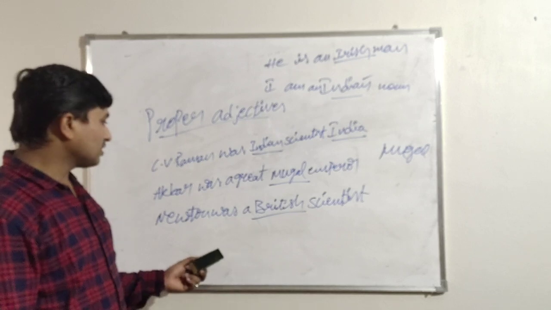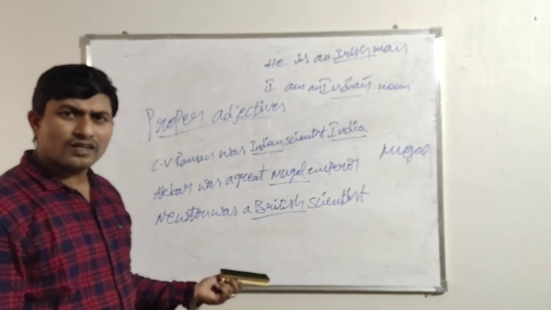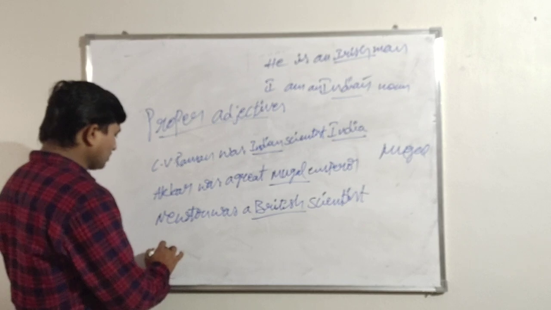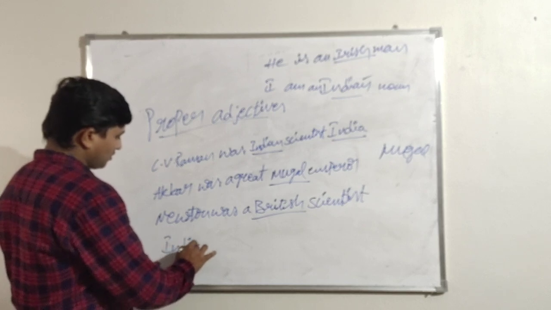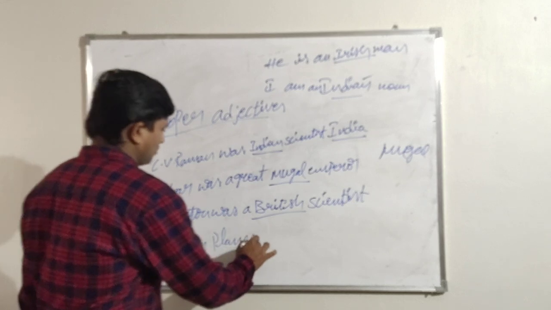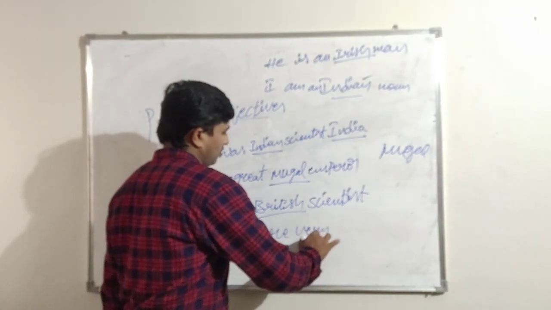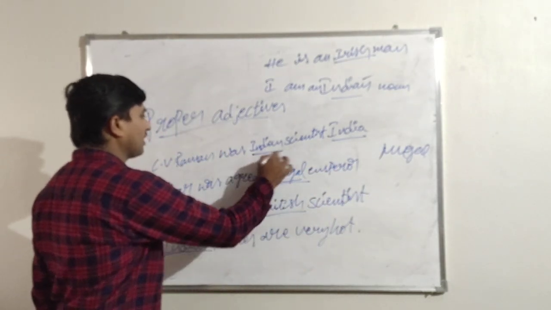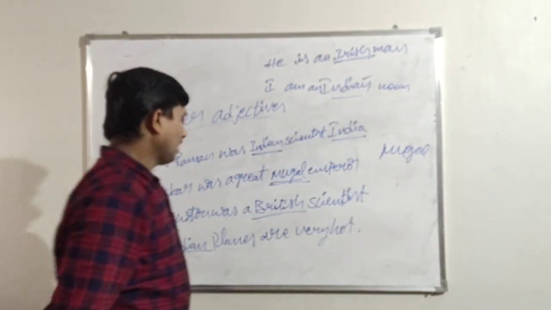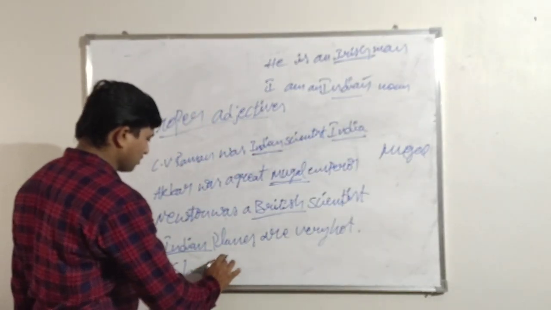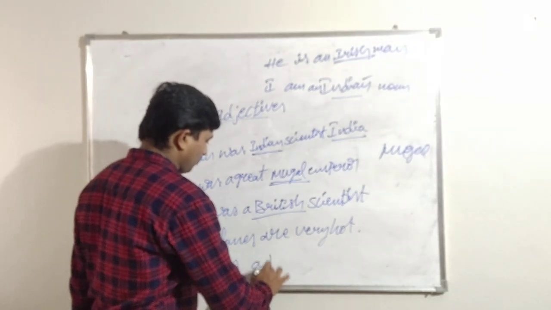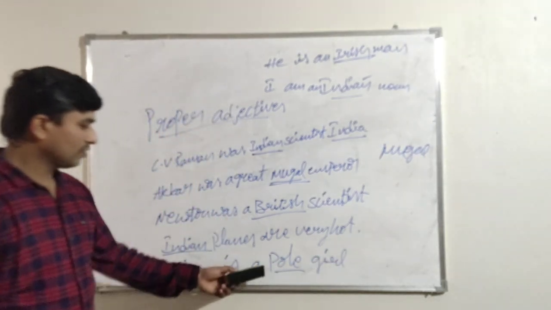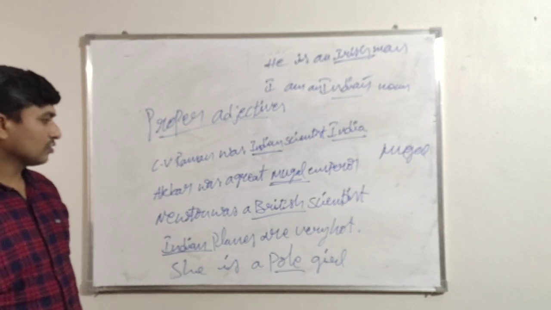And see here, Indian plains are very hot. Plains are very hot. But which plains here? Indian plains. Indian plains are very hot. See? So here Indian, here British, here Mughal, again here Indian, and here Irish. And she is a Polish girl. So Polish here again, what? Proper adjectives.